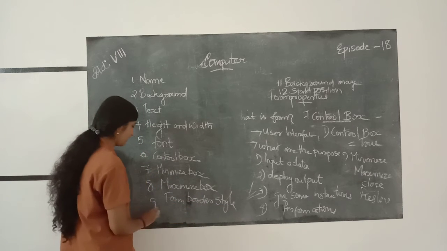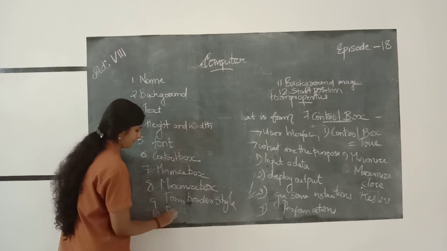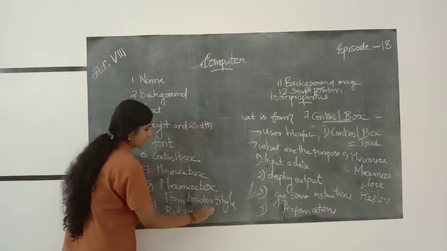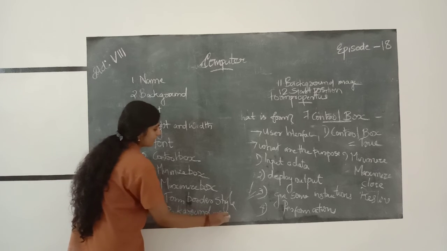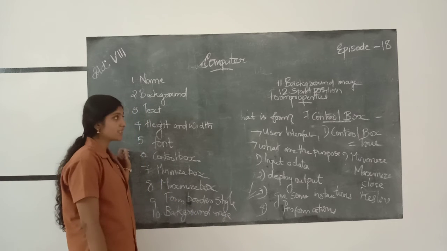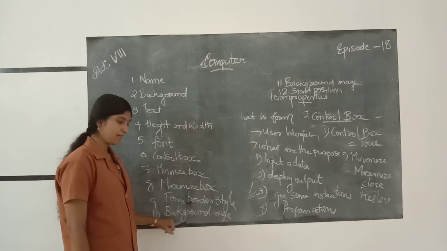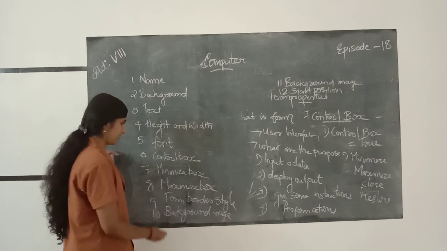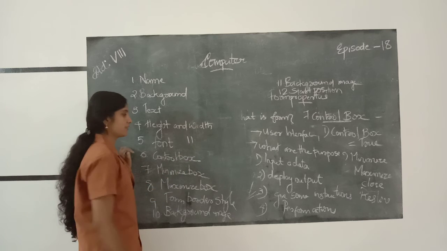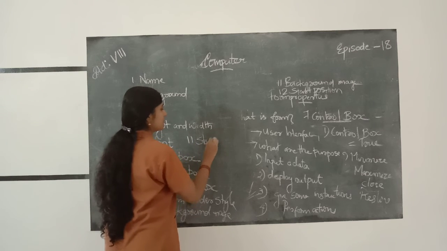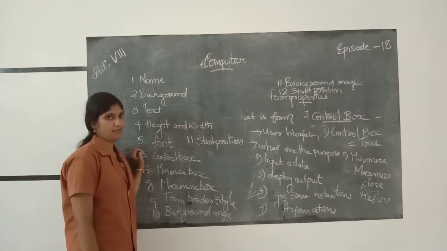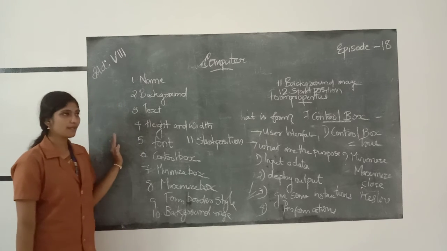Then the next one, background image. We know we can apply background color to this form. Also we can apply a background image to this form using the property background image. Then the eleventh, start position. Start position determines the position of the form when it first appears. So these are the main properties of a form.